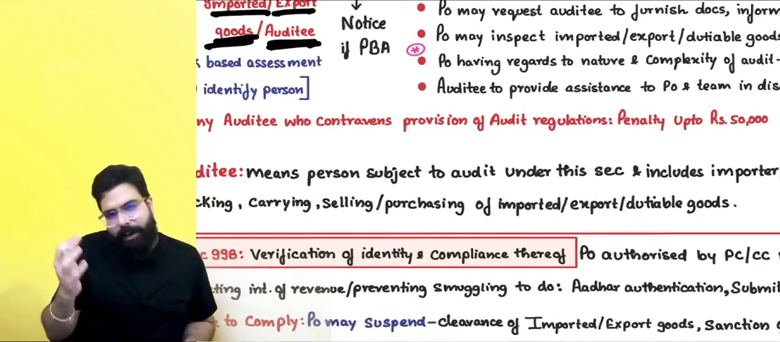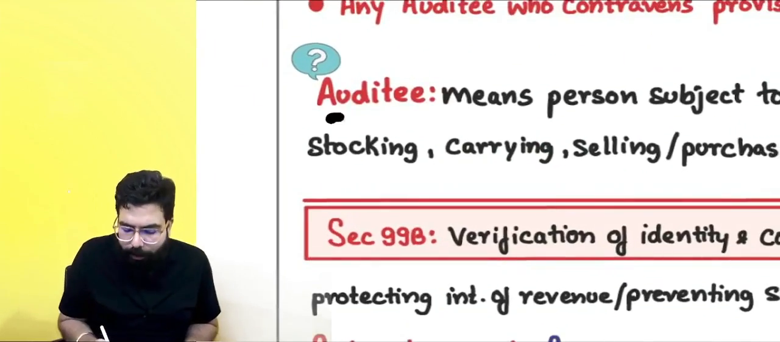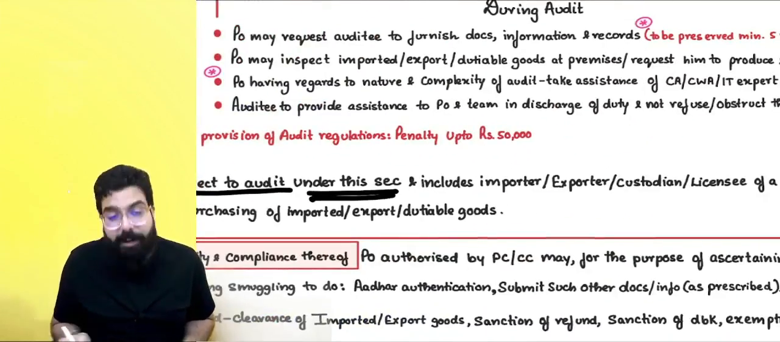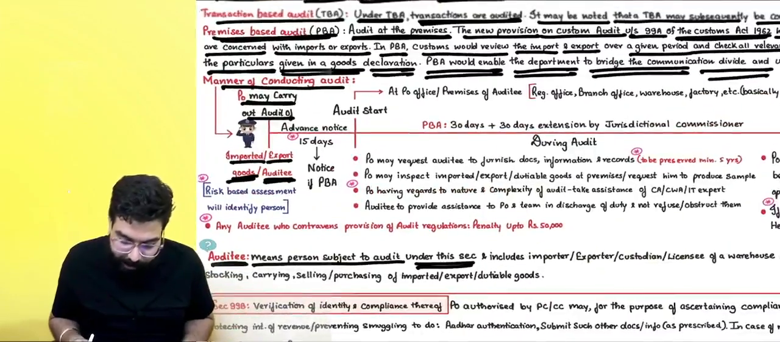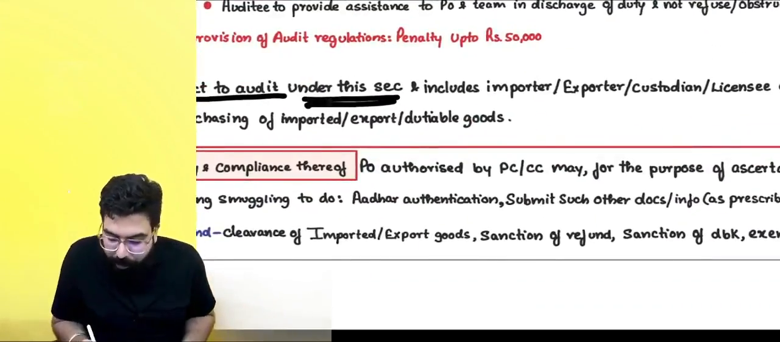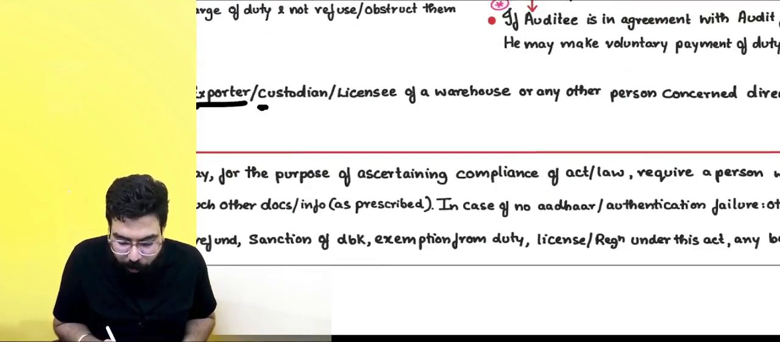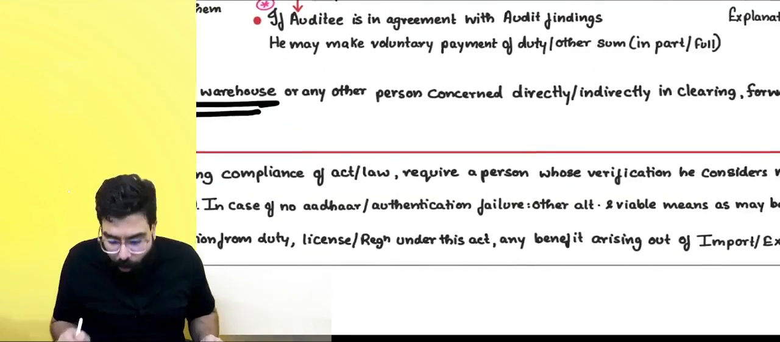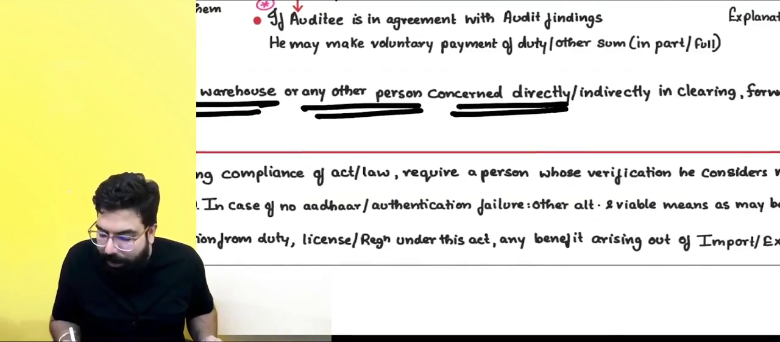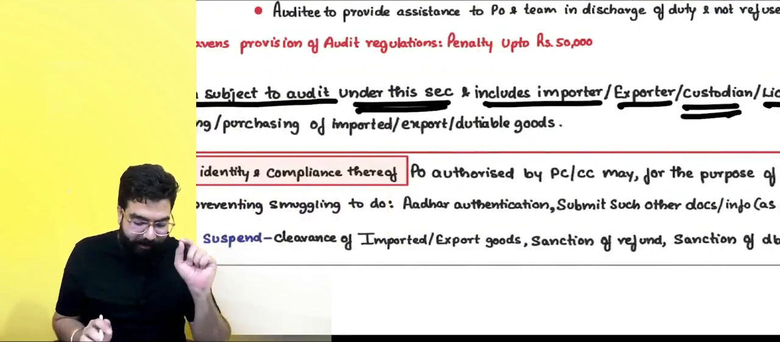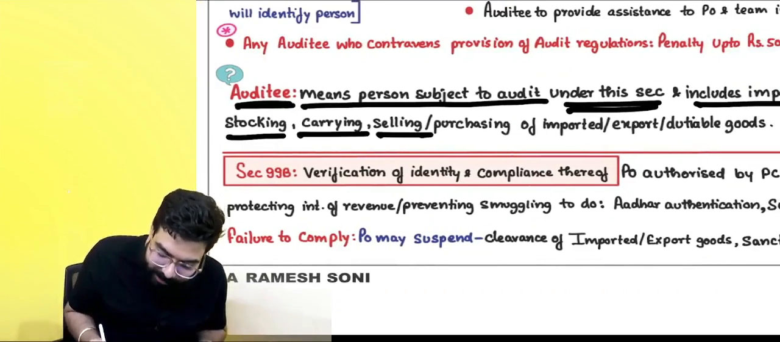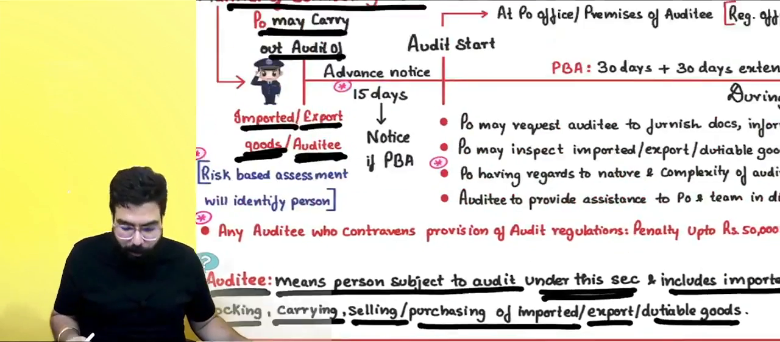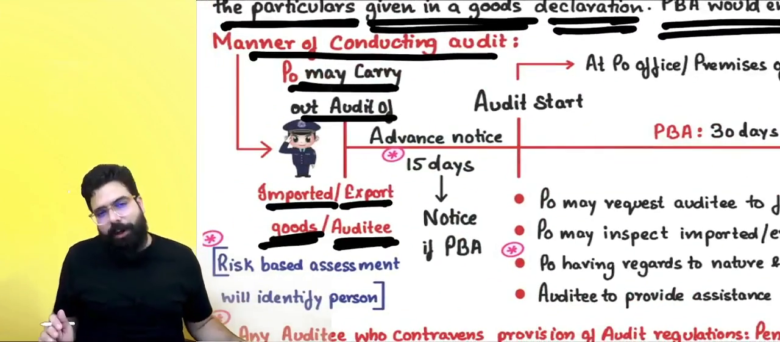Sir, who are the auditees whose audit can be done? Always remember, auditee means a person subject to audit under this section, that is 99A. And sir, an auditee can be an importer, an exporter, a person who is a custodian like Adani Group, etc., a licensee of a warehouse, or any other person concerned directly or indirectly in clearing, forwarding, stocking, carrying, selling, or purchasing of imported goods, export goods, or dutiable goods. So, sir, these are the people whose audit can happen.